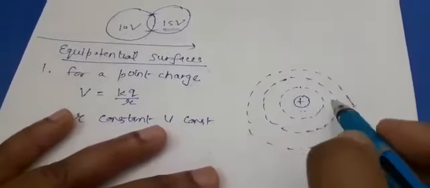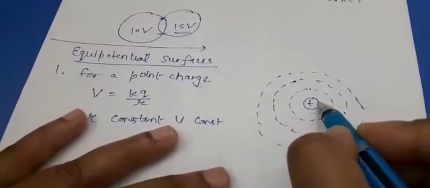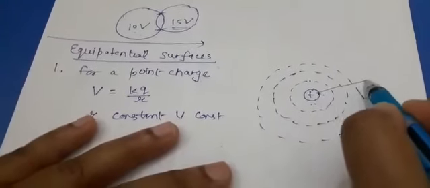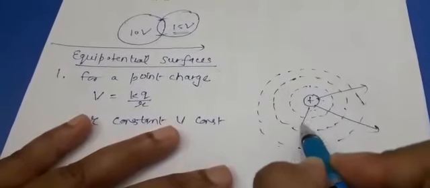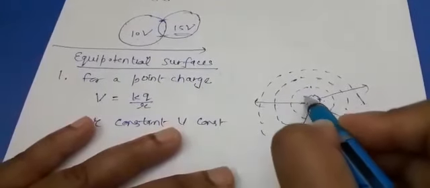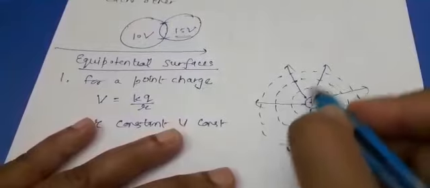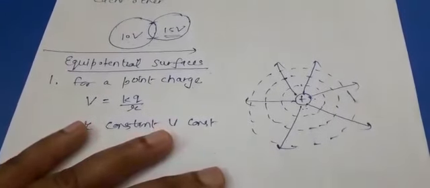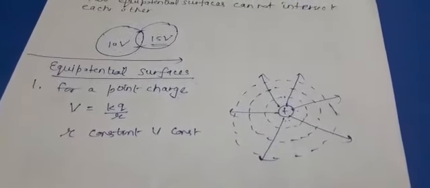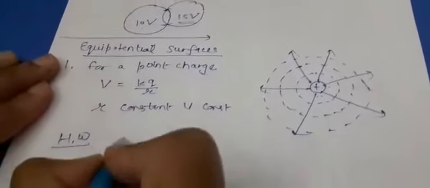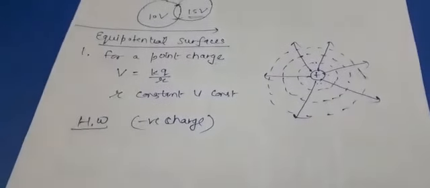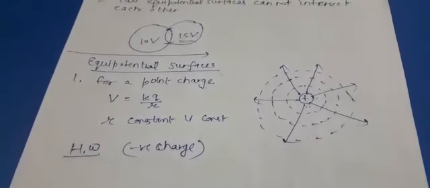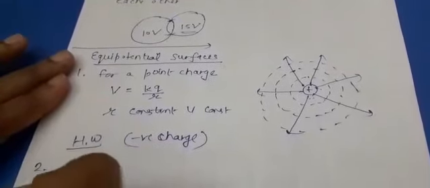One point: for this surface I am using the property also that the electric field will be perpendicular to this surface. If you take a negative charge, the field will be directed towards the charge. So this is homework: draw the equipotential surface for a negative charge. Second, we are taking an electric dipole.